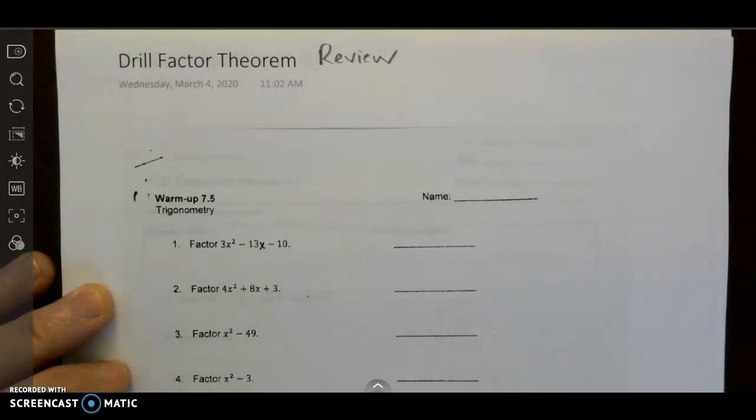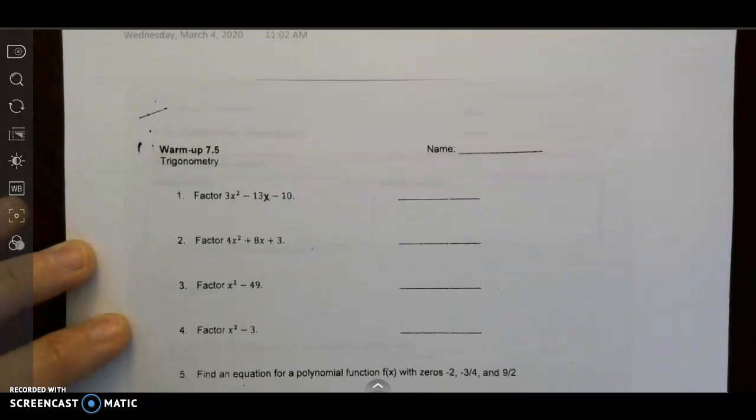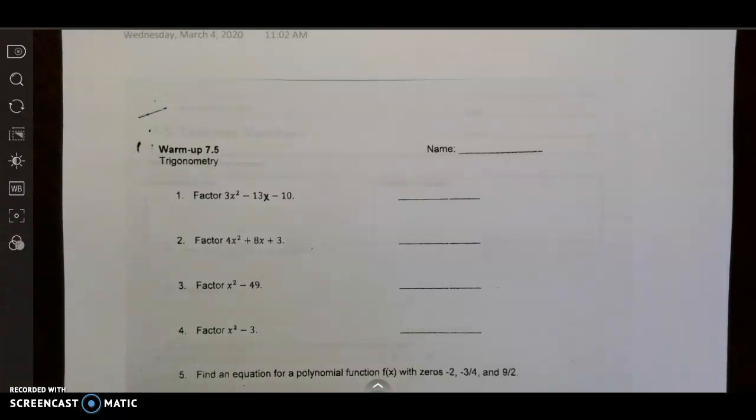This is the drill factor theorem review. Let's just go through and we'll try each one of these. It asks us to factor 3x squared minus 13x minus 10.